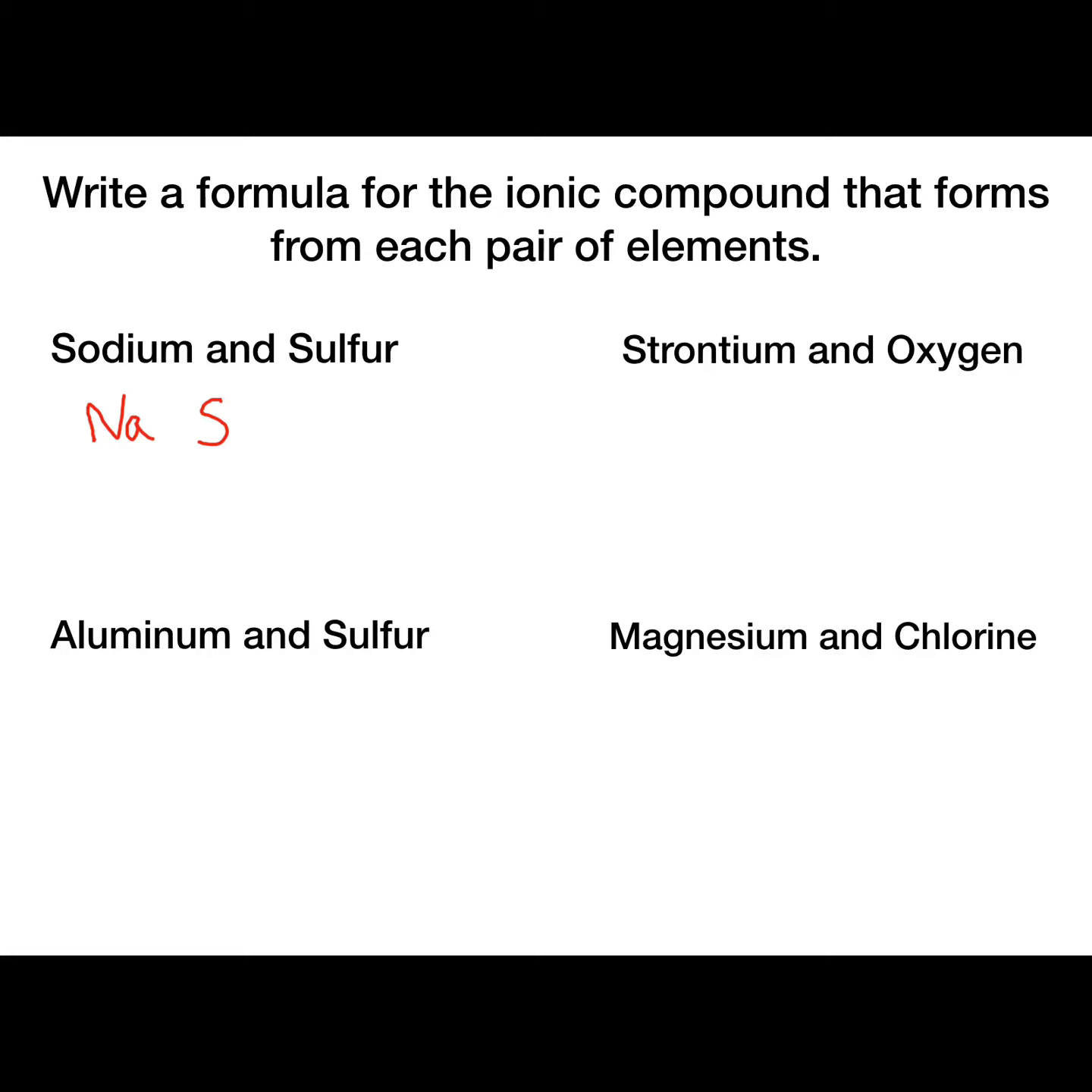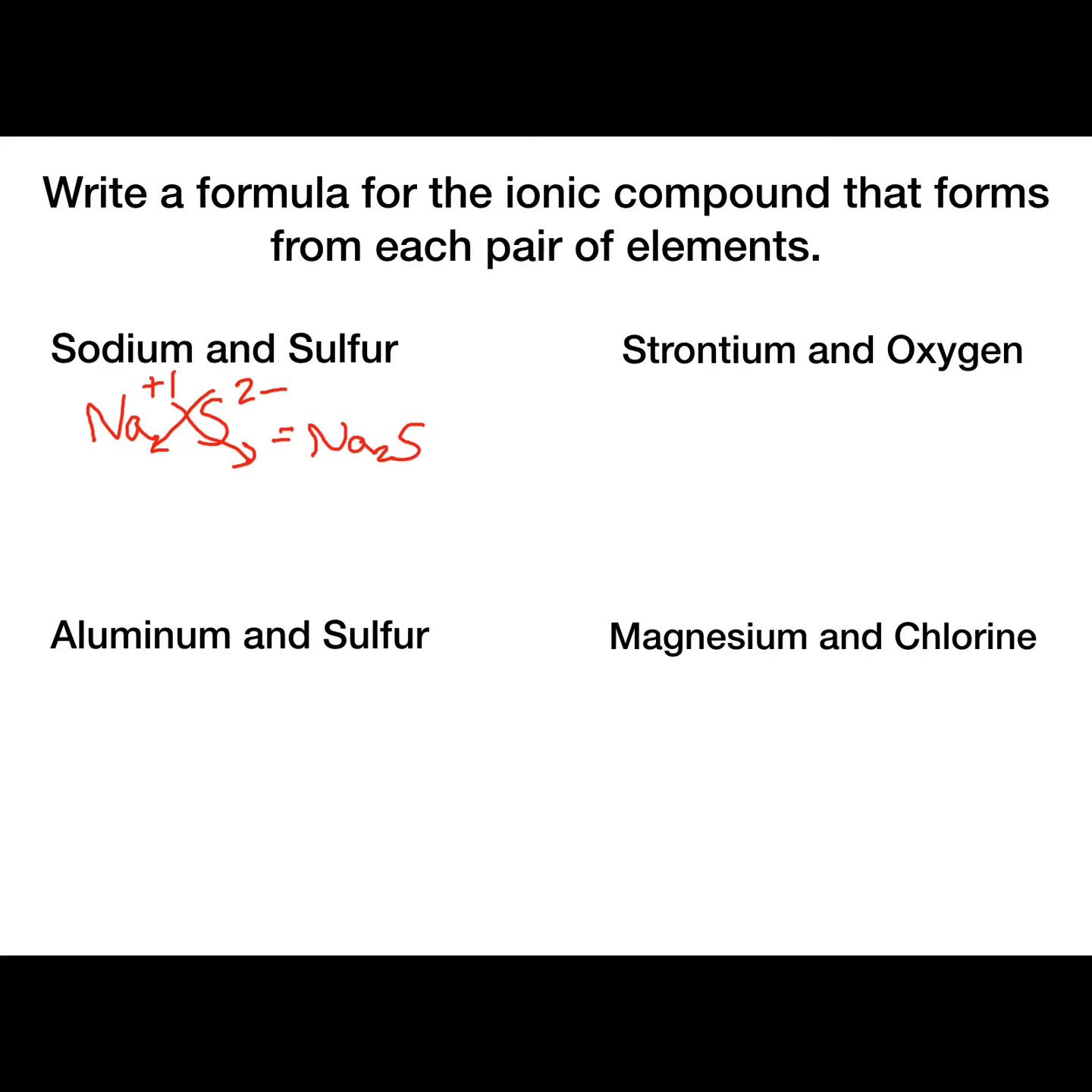Next we're going to look at the periodic table and see what charge is formed. So sodium tends to form a +1 charge, while sulfur tends to form a 2- charge. Next, we're going to crisscross these charges like so. So our final answer is Na2S, and that is the most simplified version.